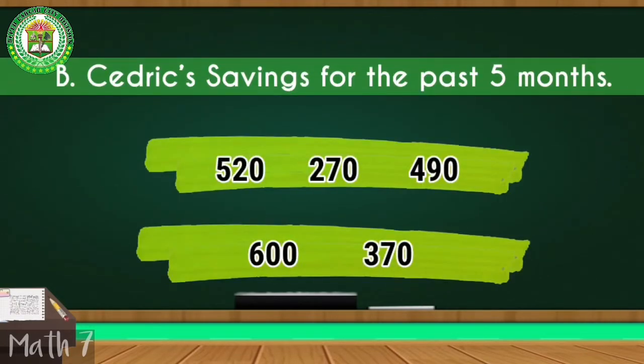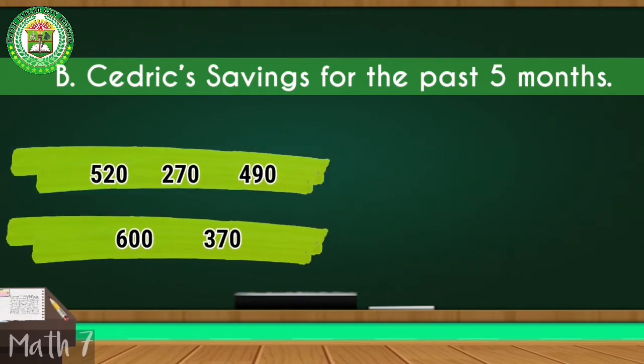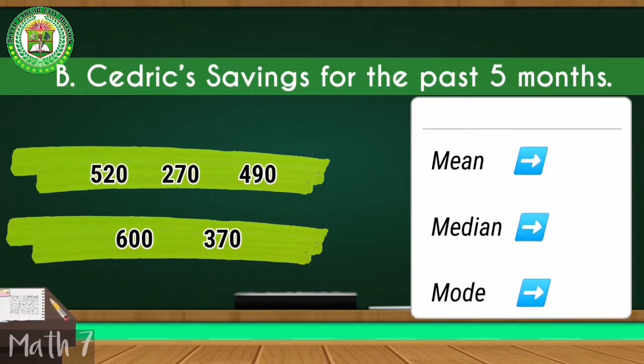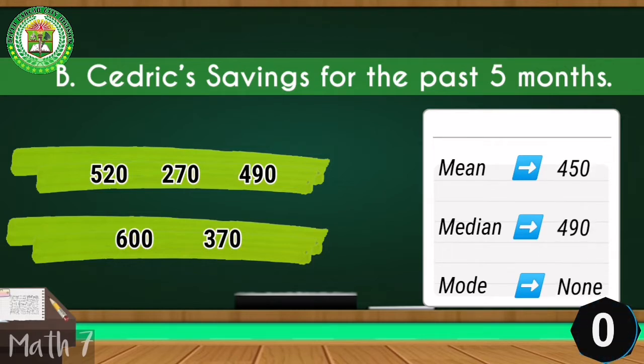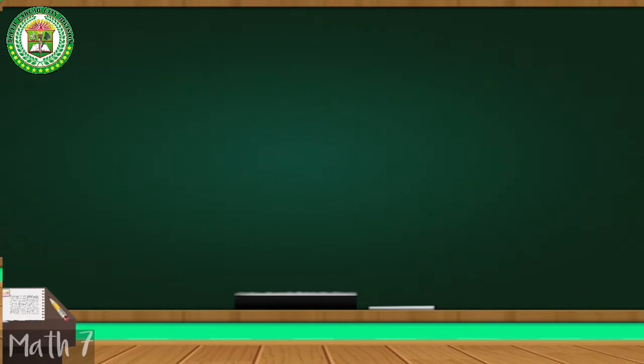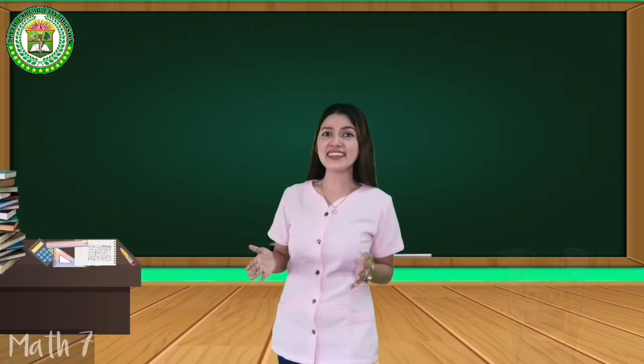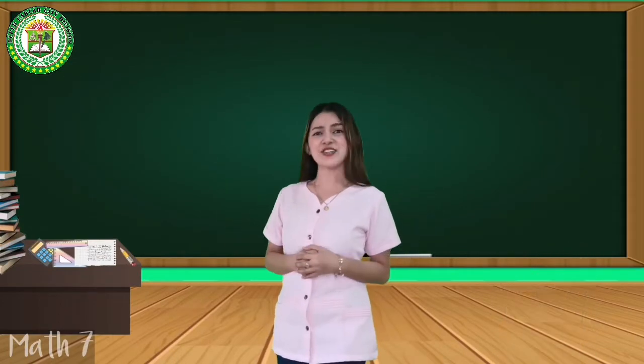Cedric's savings for the past 5 months: 520, 270, 490, 600, and 370. All you have to do is again find the mean, median, and mode. Did you get it right? Oh, great! Let's try another.